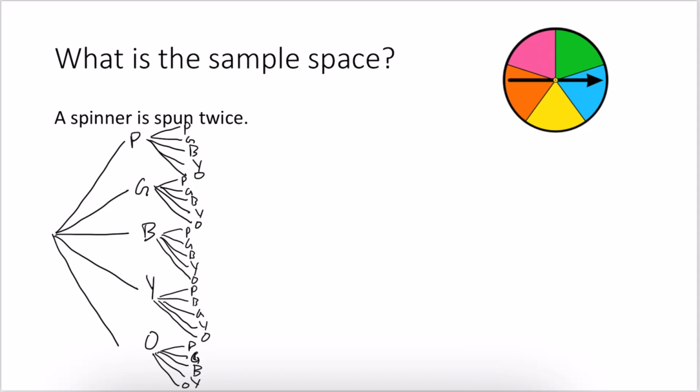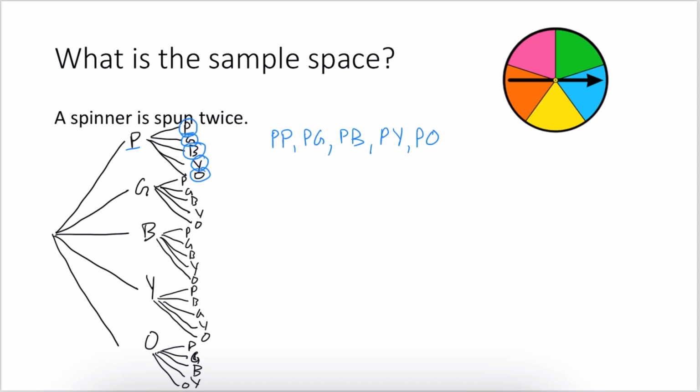And we can use this choice tree to list out the sample space, because remember, a sample space is the list of all of the possible outcomes. So this branch of the choice tree is representing the possibility of spinning pink on both of the spins. So I could write that down as pink, pink. Then this branch of the choice tree is representing spinning pink and then green. This branch is representing pink, then blue. This branch is representing pink, then yellow. And this branch is representing pink, then orange. And all of those 5 options are the ones where pink was spun first.